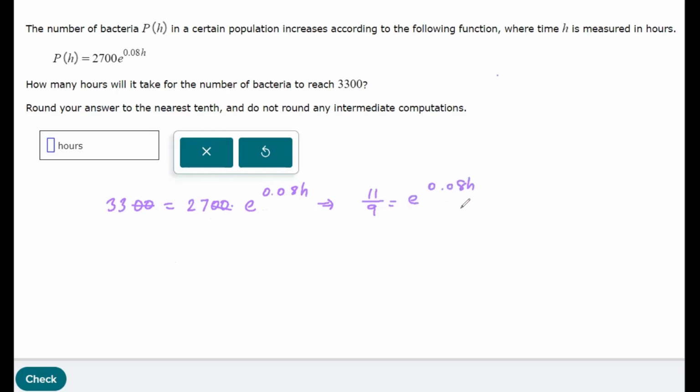When we convert into the logarithmic form, we can just remember that it could be written like log, and the base of the exponential form is e. So we are going to use that base e, and then e to this power has to be our result. So in the logarithmic form, that should be 11 over 9 as my argument, and that should be equal to 0.08h.